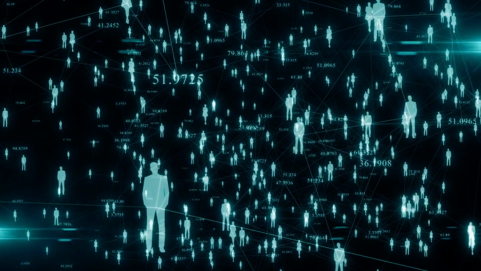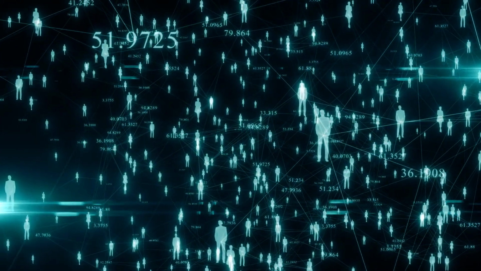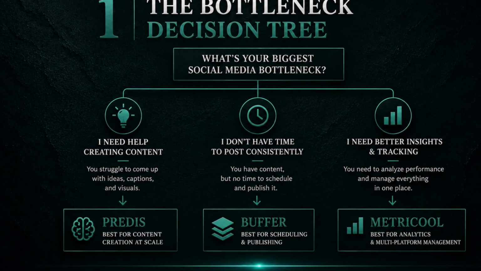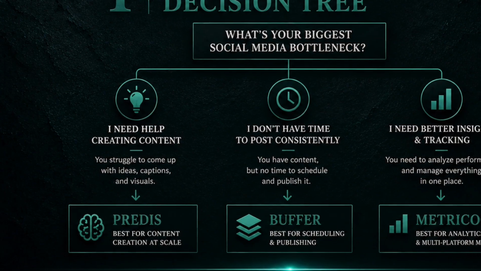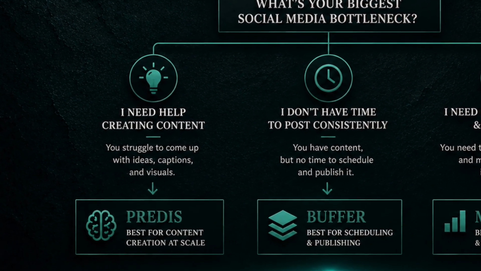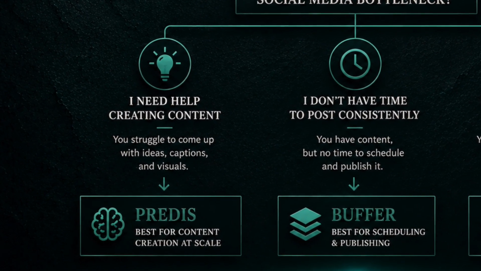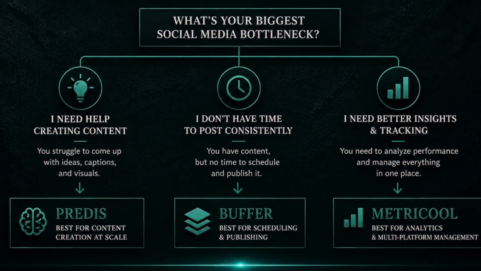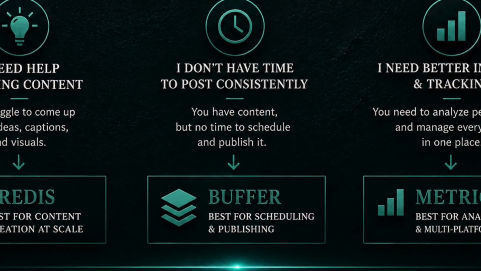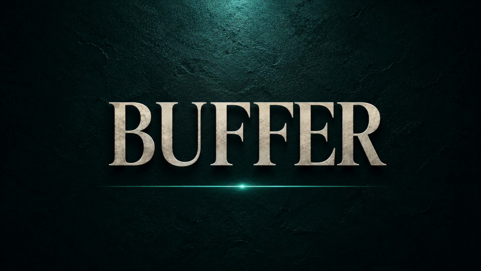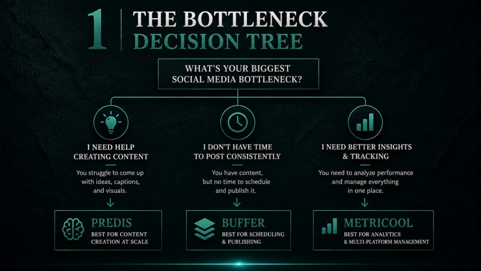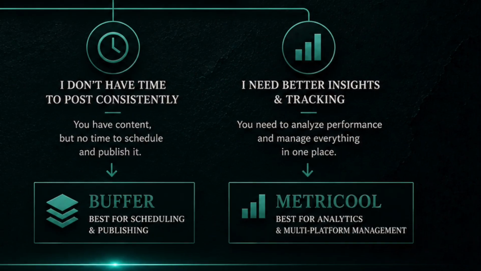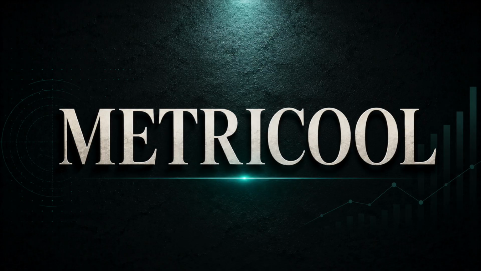Before any of this matters, you need to know which tool is for you. 1 question: where's your bottleneck right now? If your bottleneck is creating the content, you're staring at empty calendars, you don't know what to post, you don't have time to design, your tool is Predis. If your bottleneck is finding time to post, you have content ideas, you just can't keep up with the calendar, your tool is Buffer. If your bottleneck is being on too many platforms at once, you're juggling 3, 4, 5 channels and nothing is consistent, your tool is Metricool.